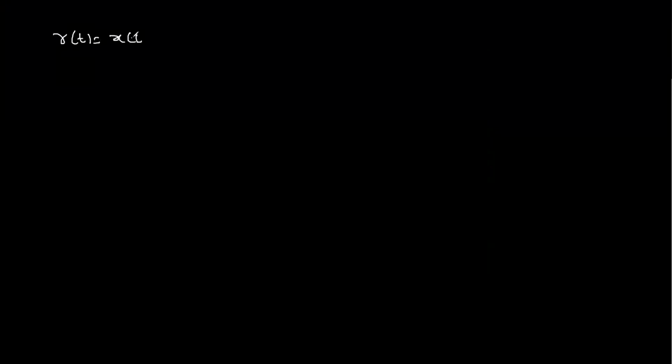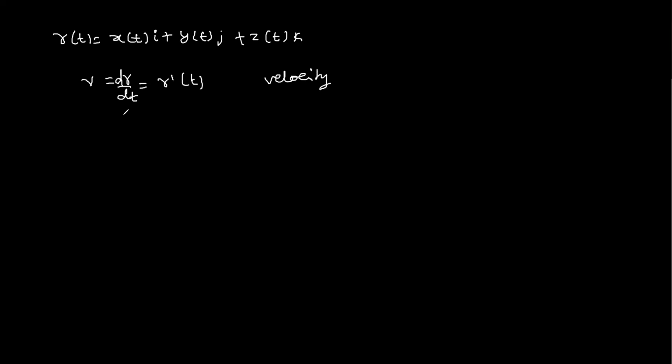Whenever you see r(t), r(t) is what? Position vector. So always find velocity. Velocity is what? The rate of change of r with respect to t, right? This is velocity. And what is speed? The modulus of velocity.